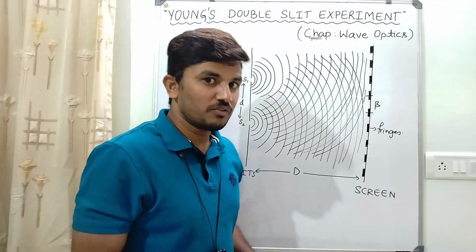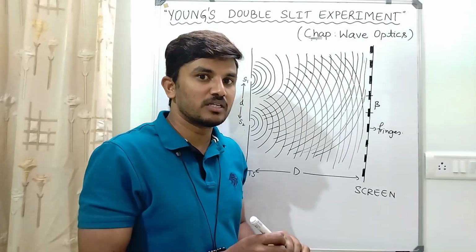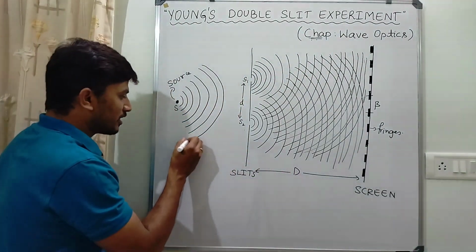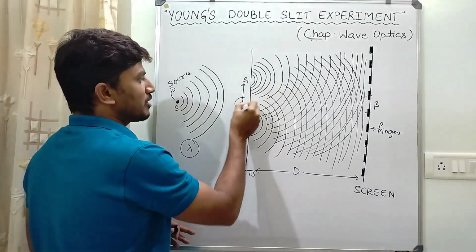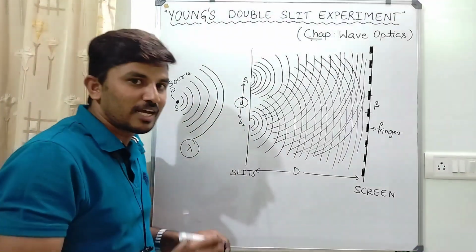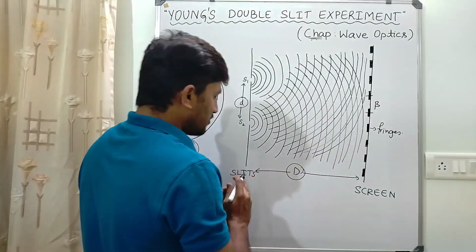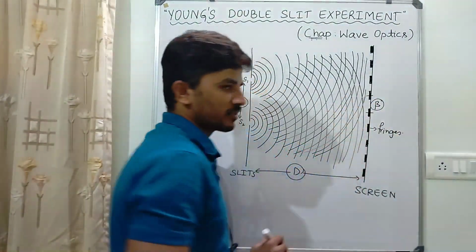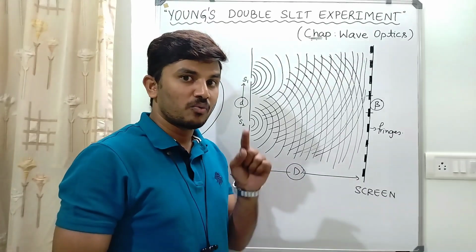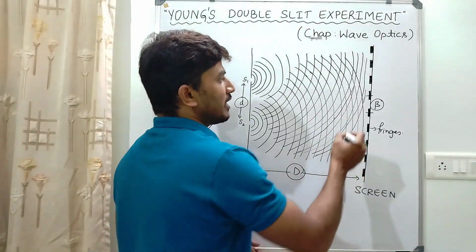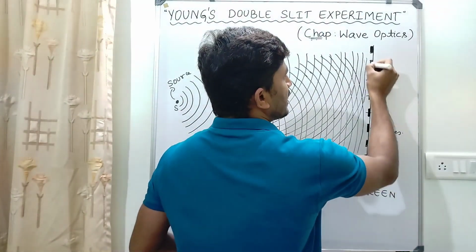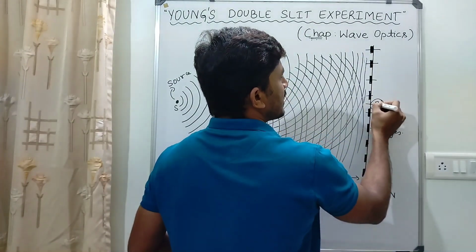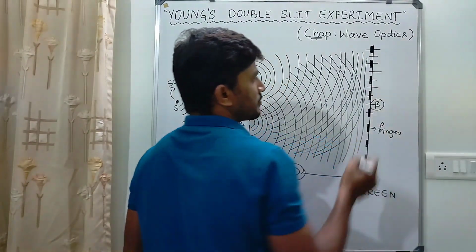So especially here we are concentrating on numericals. They will ask you to calculate the wavelength of light. They will ask you to calculate the distance between the slits. They will ask you to calculate the distance between the slits and the screen. Also, they will ask you to calculate the fringe width. That's it. One more is there. They will ask you to calculate the distance of the nth bright fringe or nth dark fringe.